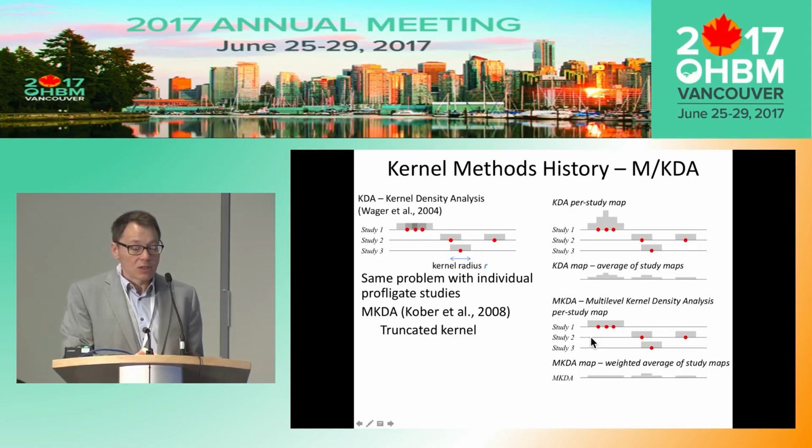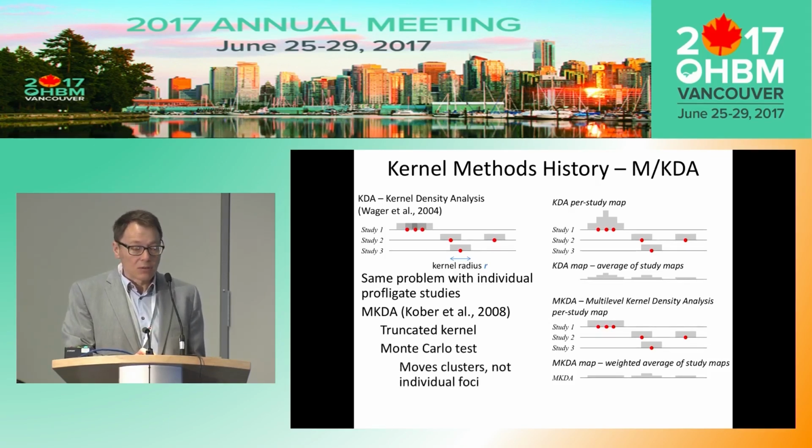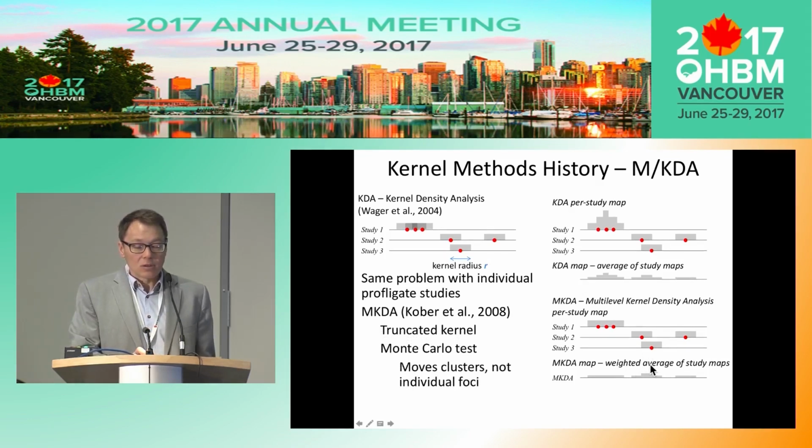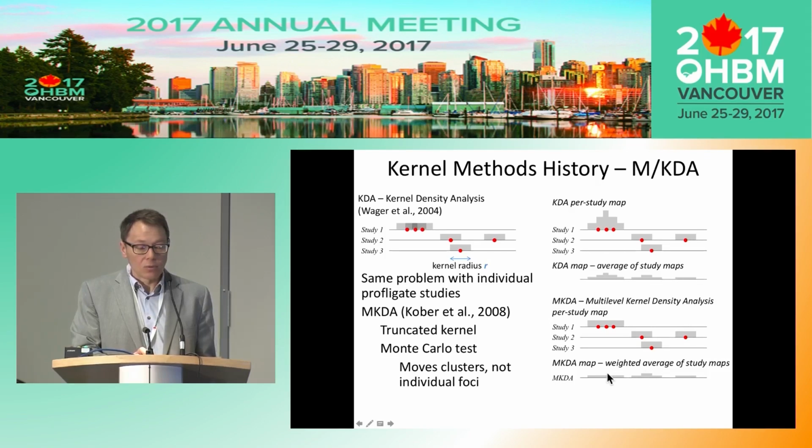And this has a nice interpretation now, because for any one study, this is saying, is there one or more foci within a given radius r? That's the interpretation. If it's 0, the answer is no. If it's 1, the answer is yes. There's one or more within a given radius. And then we get this map at the population level that can be interpreted as what proportion of the studies had one or more foci within a radius r here. And so here this value is 2/3, here it's 1/3, and here, of course, it's 0.